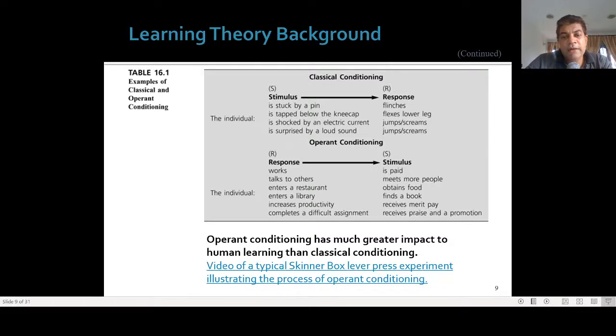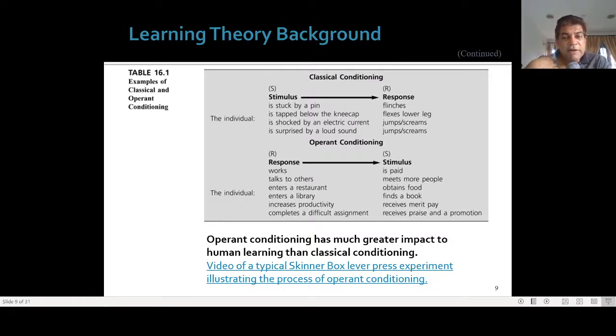You know that your father and grandfather all worked and then got paid. And you talk to others, meet more people. So you enter a restaurant, and what is the stimulus you are going to get? You obtain some food. You enter the library and find a book. So it's operant conditioning. To increase productivity, you can get a merit pay.